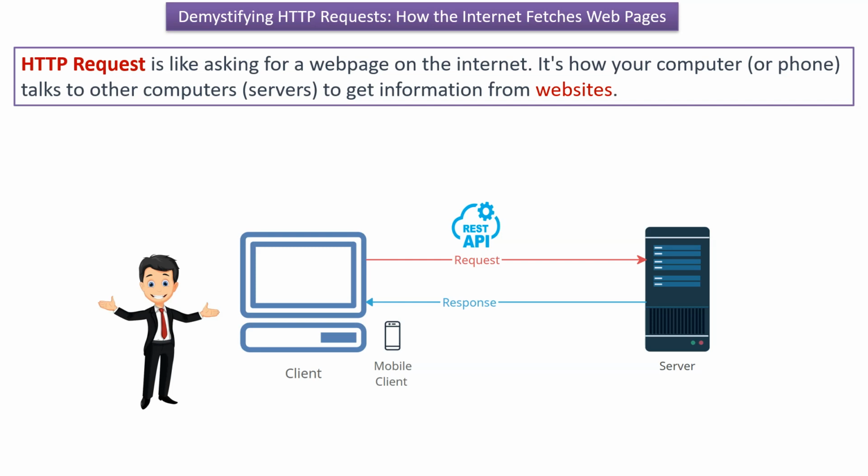In this video tutorial I will explain HTTP request. HTTP request is like asking for a web page on the internet. It is how your computer talks to other computers to get information from websites. Other computers are nothing but servers.